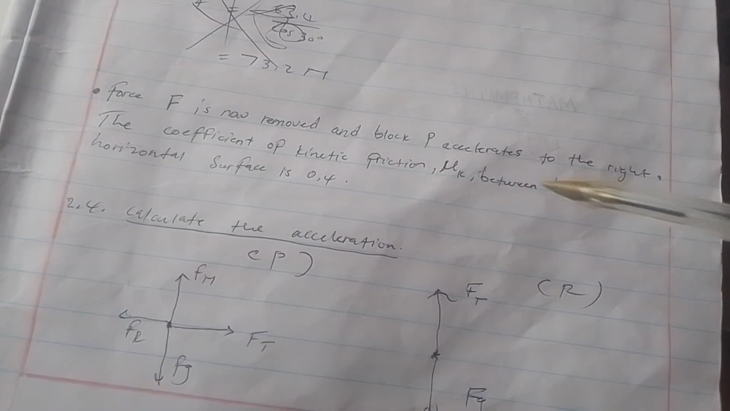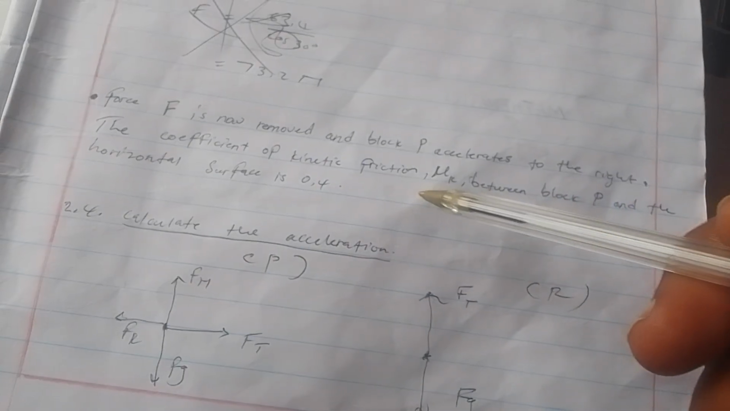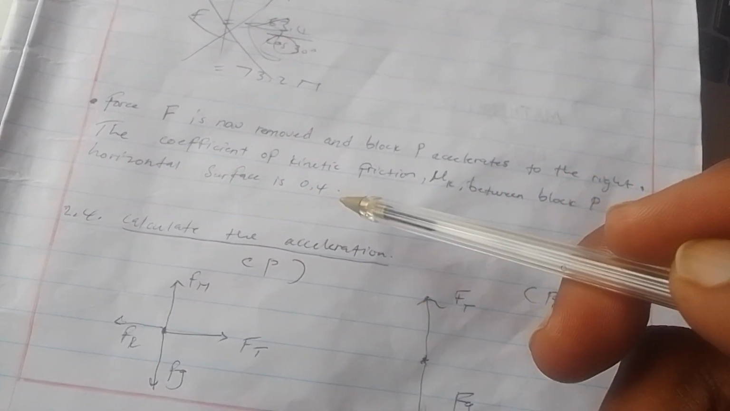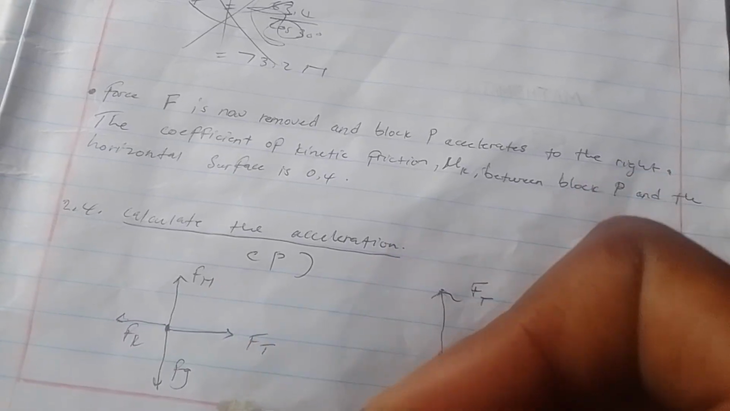Okay, block P accelerates to the right, and we are given that the coefficient of kinetic friction between block P and the horizontal surface is 0.4, which means we have a kinetic frictional force acting on block P. The tensional force is already there, the normal force is already there, the force of gravity is already there. On block R, we still have the same forces, which are tension and the force of gravity.